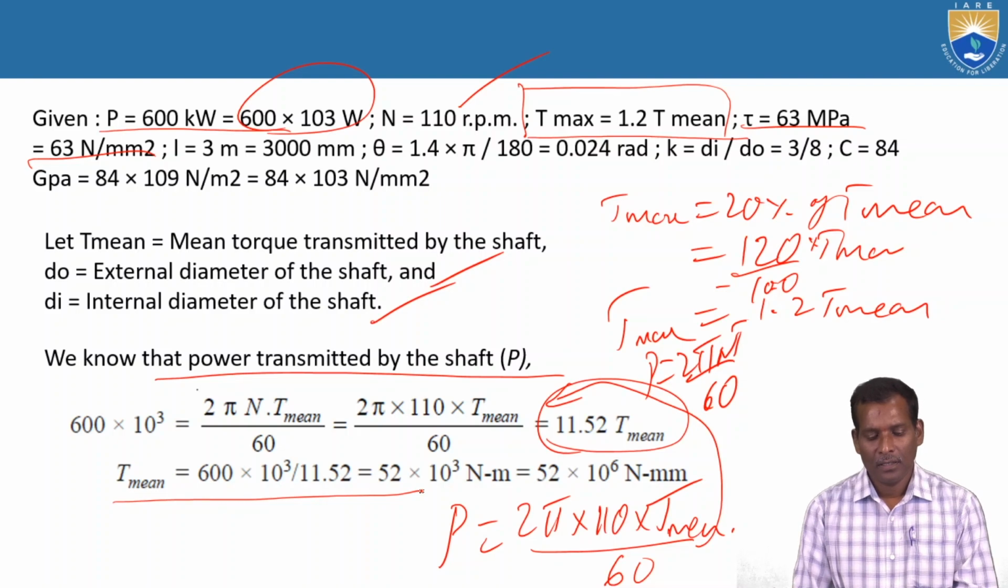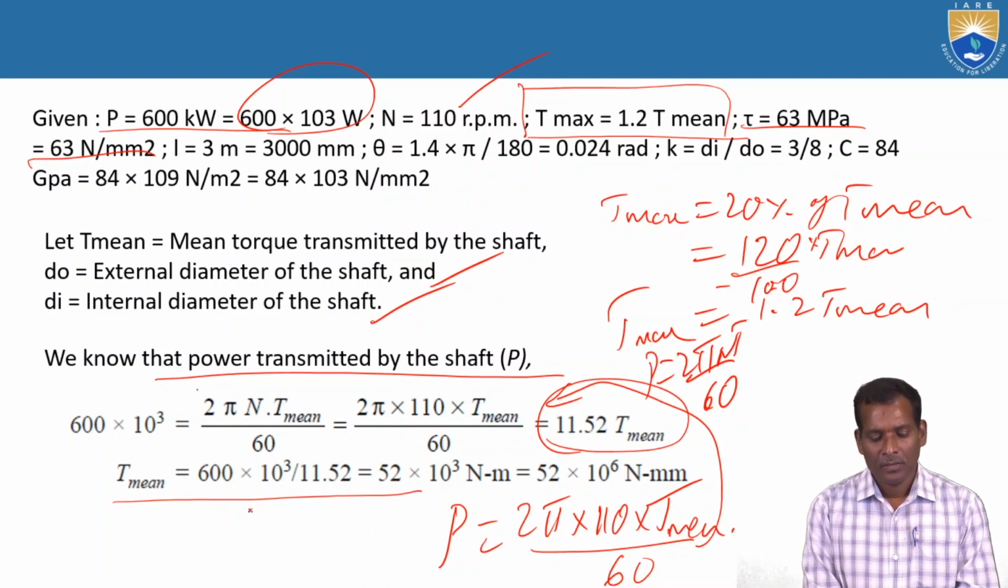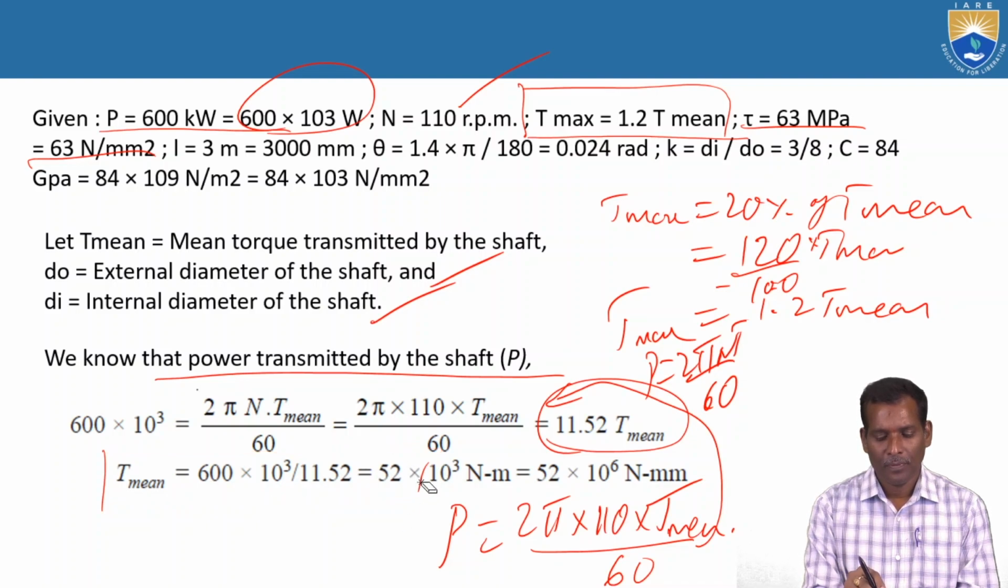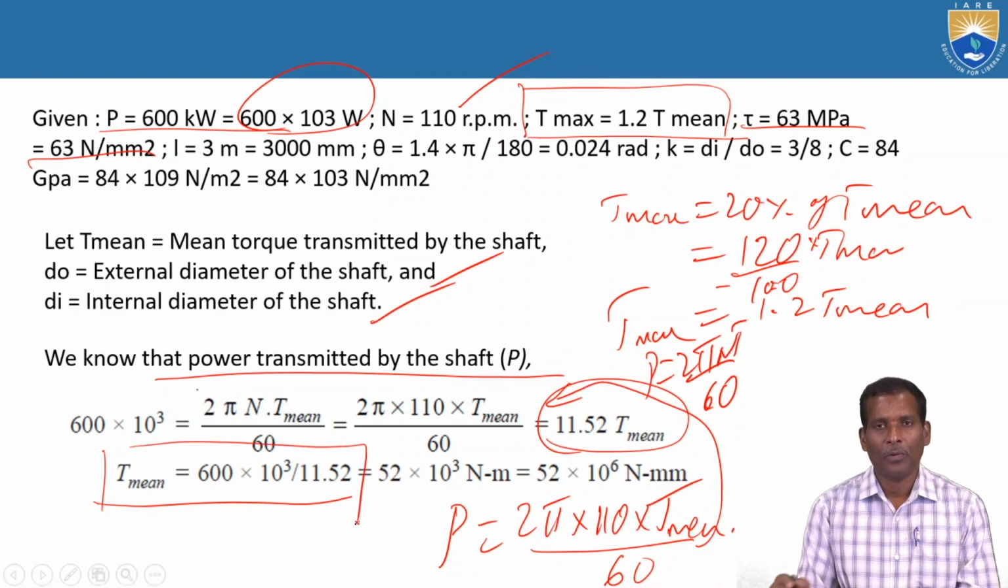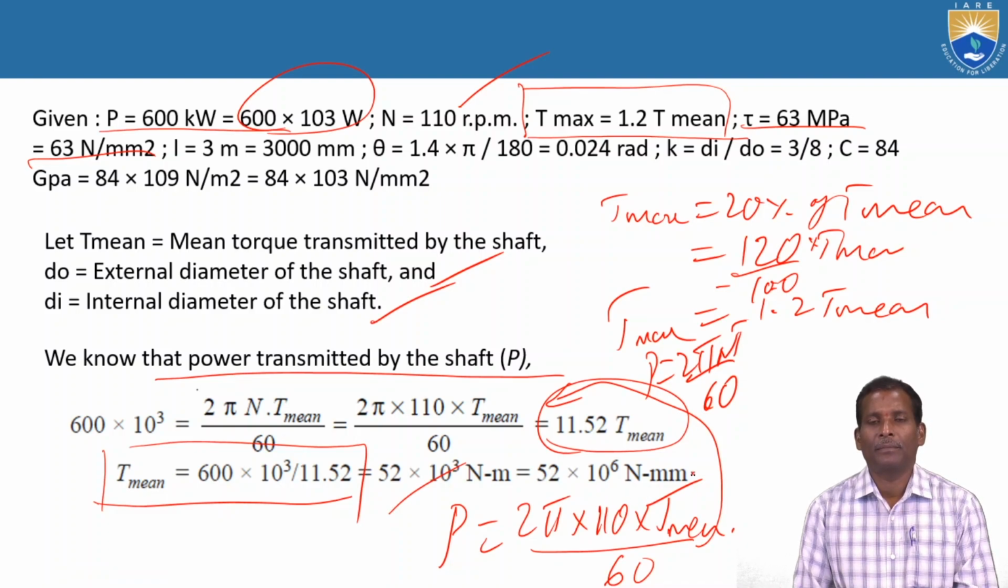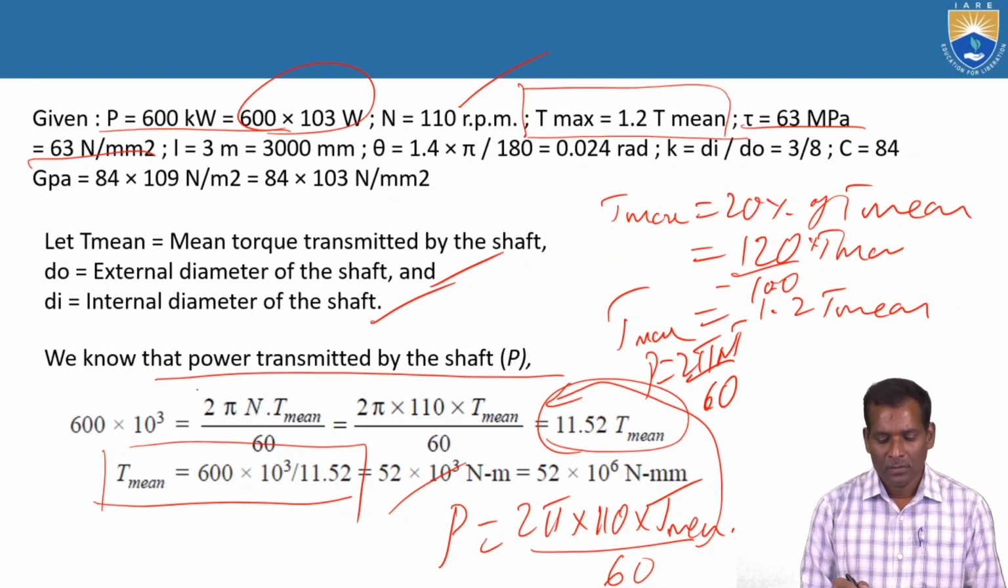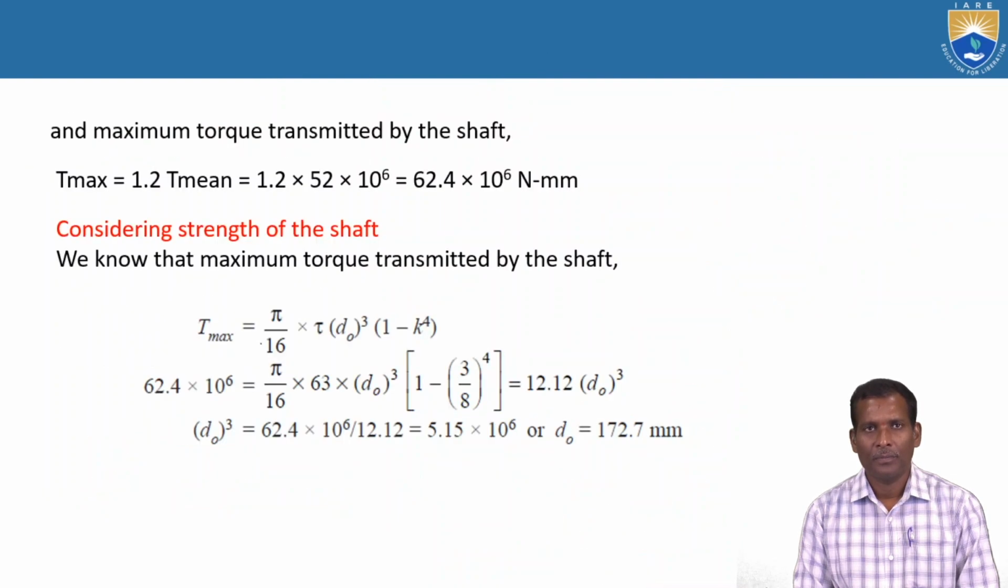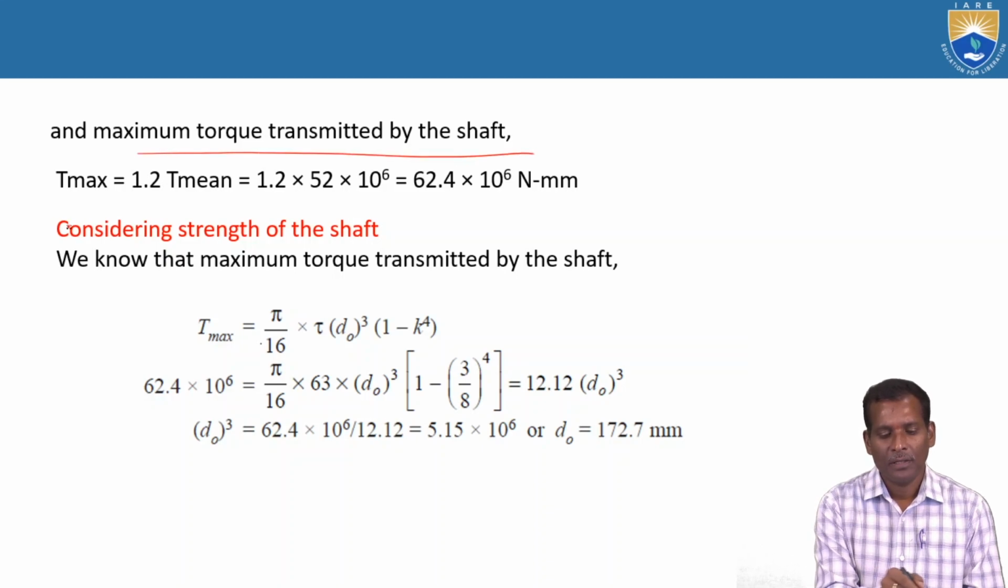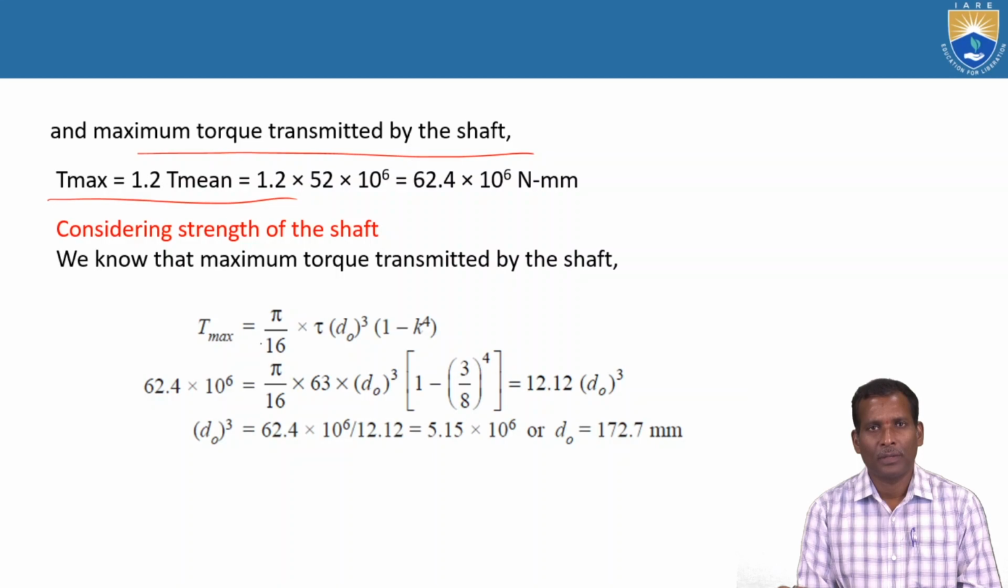So T mean is equal to 600 into 10 cube upon 11.52. Here you will get 52 into 10 to the 6 Newton mm. Now calculate the maximum torque. The maximum torque is equal to 1.2 times T mean, it means 20% more than the mean torque. So here the obtained torque is the mean torque, 52 into 10 to the 6. So the maximum torque transmitted by the shaft is equal to 1.2 times T mean.